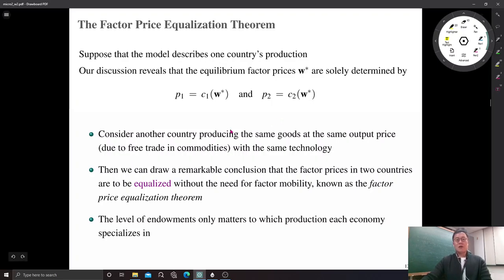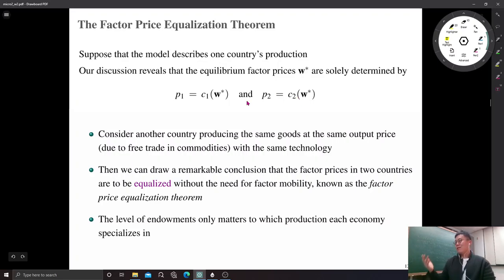But if two countries produce the same good at the same output price, due to free trade in commodities, right? So the world price is the same in those two countries. And suppose the two countries share the same technology. Then we can draw a remarkable conclusion from these two equilibrium conditions. That is, factor prices in the two countries are equalized. Because it does not depend on, suppose the only difference between these two countries is the total endowment of each factor, labor and capital, and still that does not affect input prices.